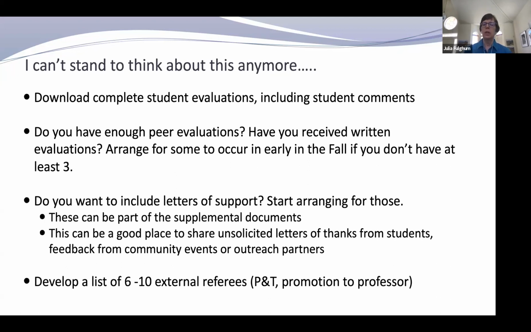The supplementary documents section of your dossier can include things like letters of support. If you're involved in a collaboration where you've got proposals or articles or book chapters with people from off campus or more senior people, they can write a letter saying, this is what this person's contributions were. They're really critical to this article, this collaboration, this grant proposal, because they are bringing these skills no one else has.